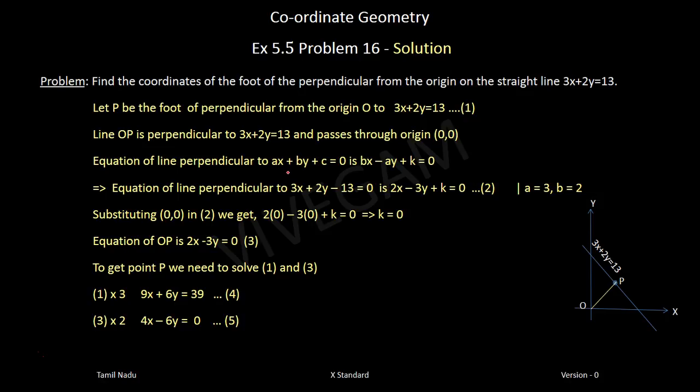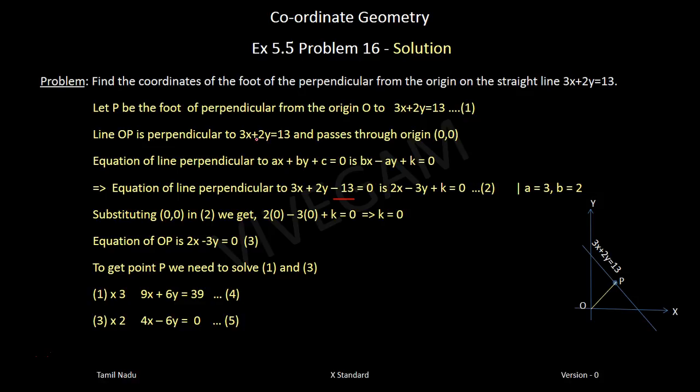formula: the equation of a line perpendicular to ax plus by plus c equal to 0 is bx minus ay plus k equal to 0. That is, the x and y coefficients get interchanged and you add a negative sign to the coefficient of y. So this equation will now become 2x minus 3y plus k equal to 0, right? The coefficient of x is 3 and the coefficient of y is 2, so they get interchanged.